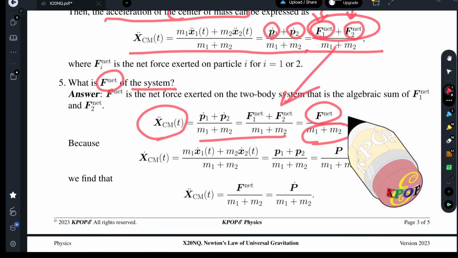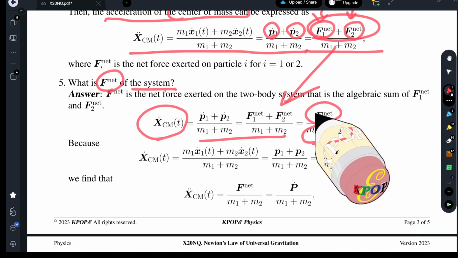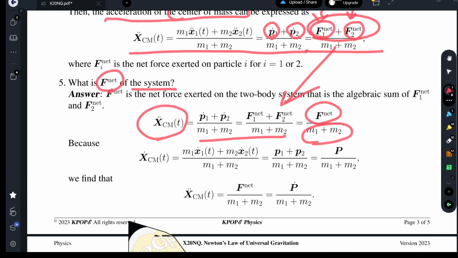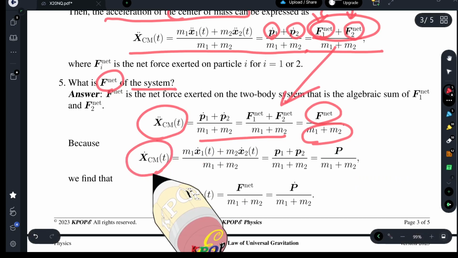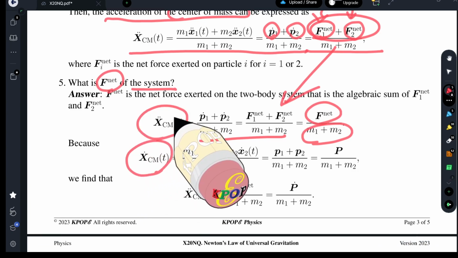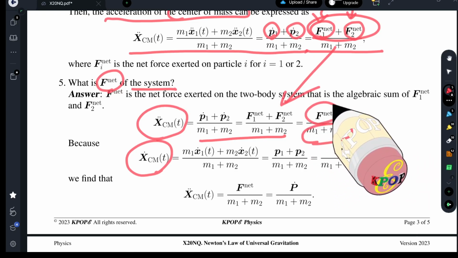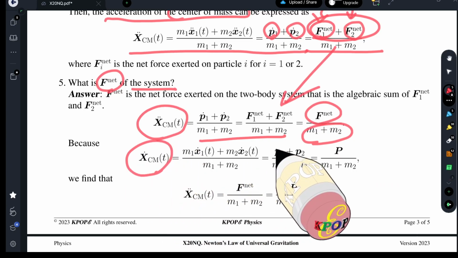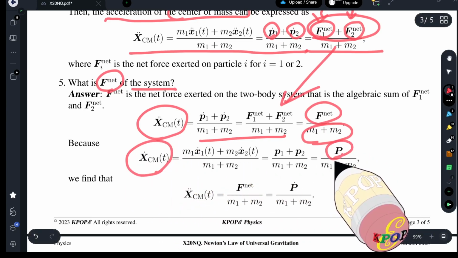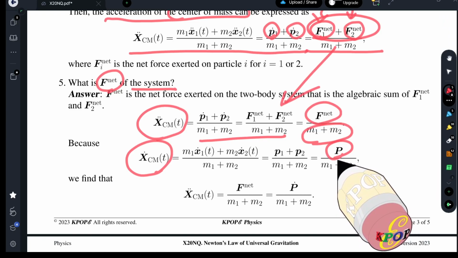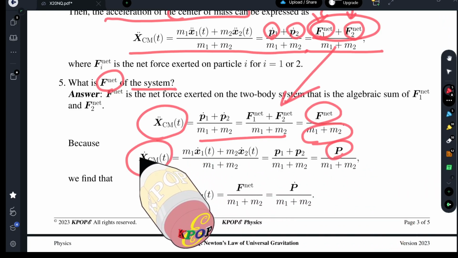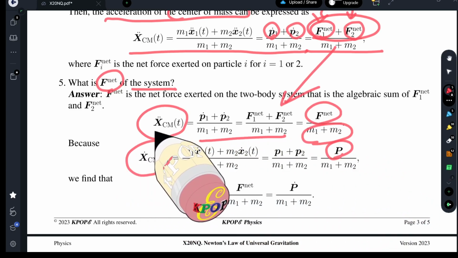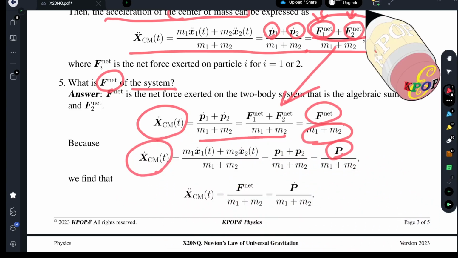Therefore, if there is no net force at all for the system, then this center of mass does not accelerate and the velocity should be a constant of motion. If F net of the system is zero, the velocity of the center of mass is constant and the total linear momentum of the system is a constant, so that the derivative of this whole expression must vanish.